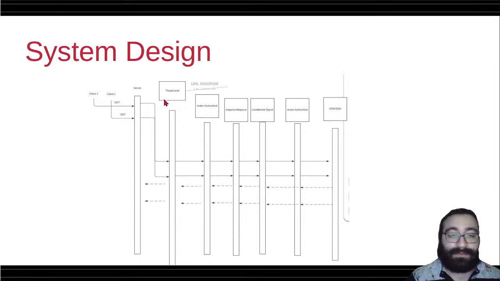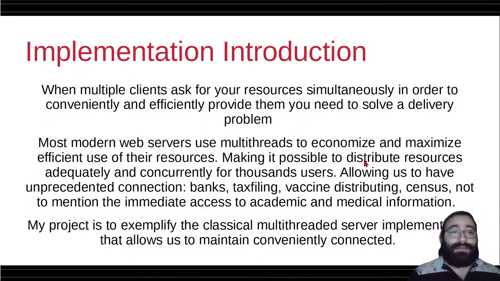It's a simple server with a thread pool, a couple of mutex locks surrounding it, and a condition signal, accessing the hard drive and back. The implementation introduction: when multiple clients ask for your resources simultaneously, in order to conveniently and efficiently provide them, you need to solve a delivery problem.